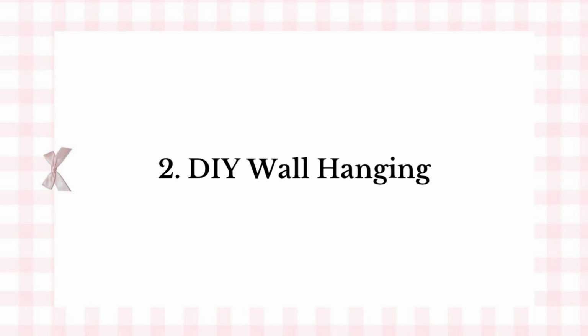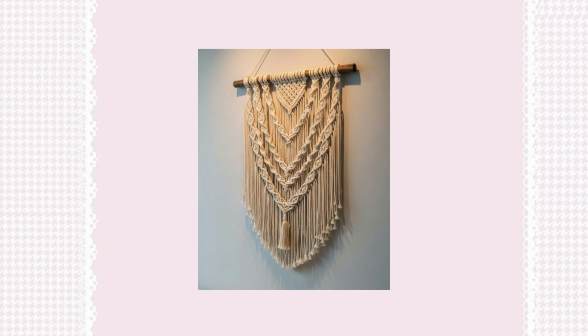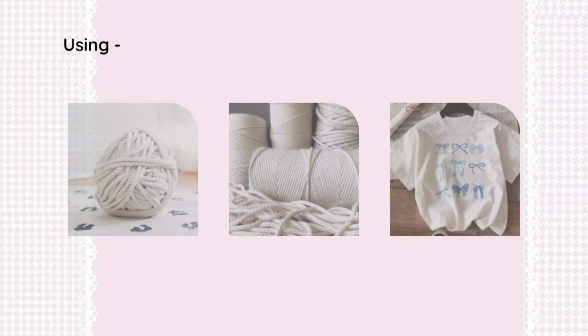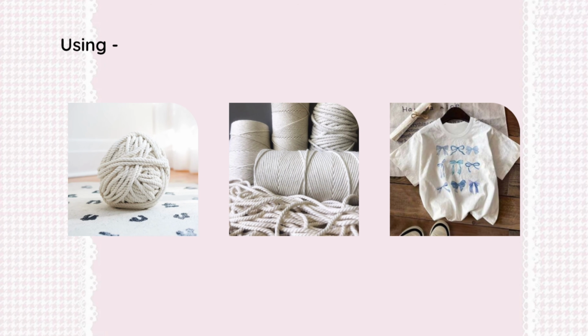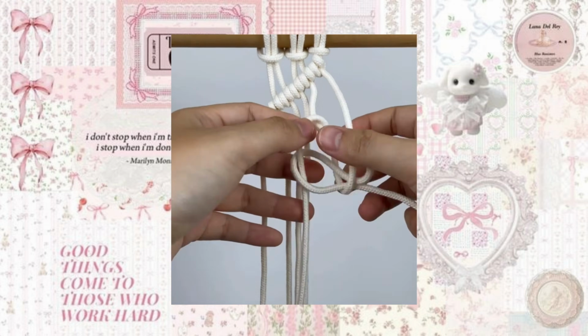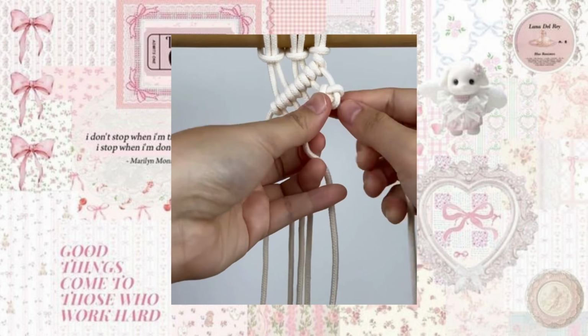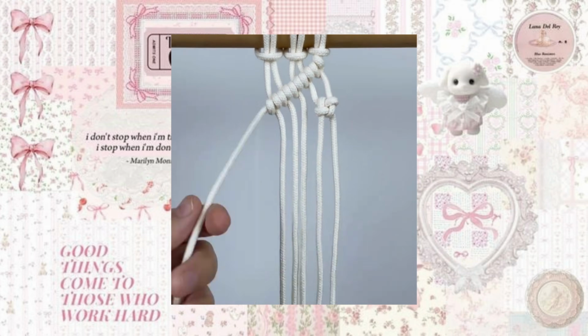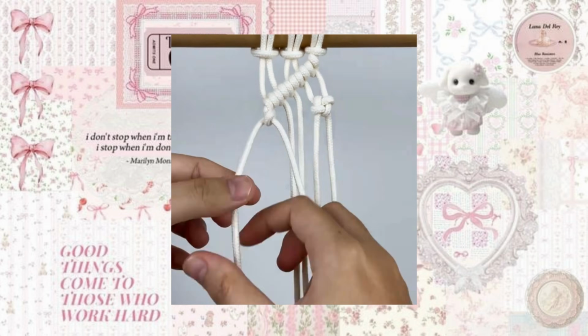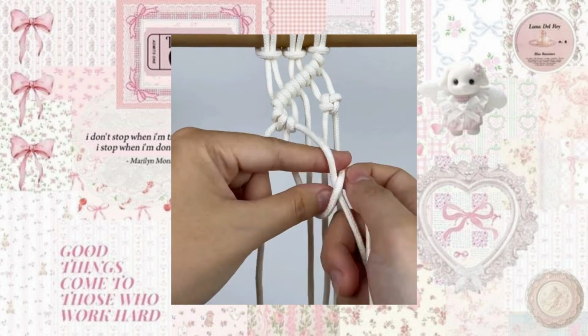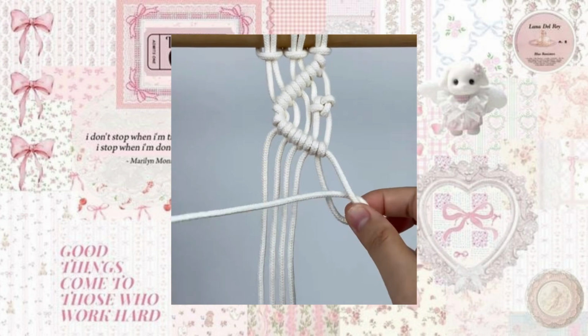2. DIY wall hanging. You can make a simple macrame wall hanging using thick yarn, cotton rope, or even old t-shirts cut into strips. Braid or knot the strands in patterns. There are tons of easy beginner tutorials online. Hang it on a wooden dowel, a tree branch, or a curtain rod for that handmade, boho charm.